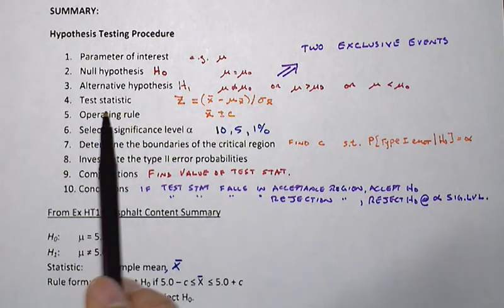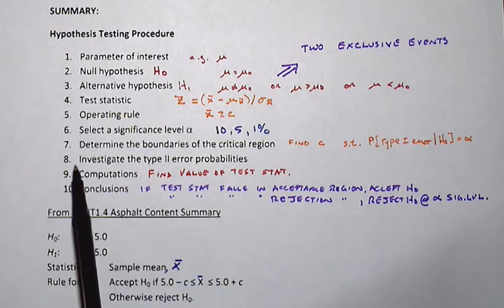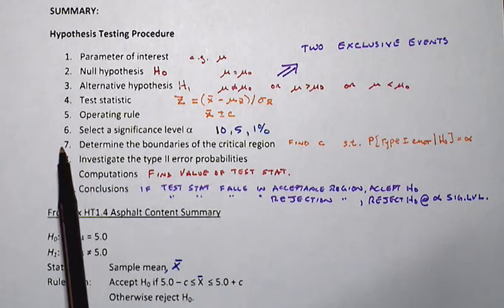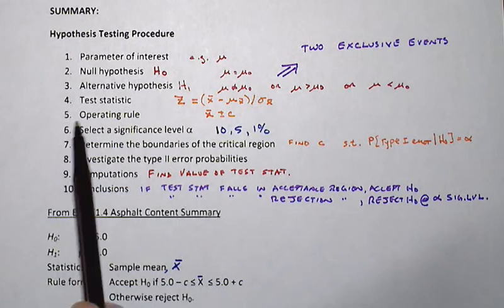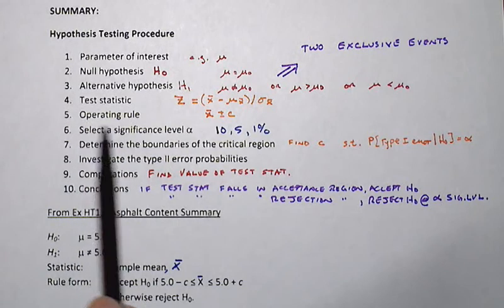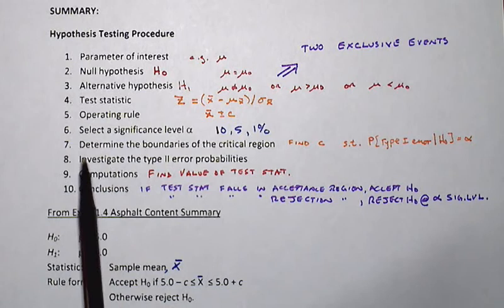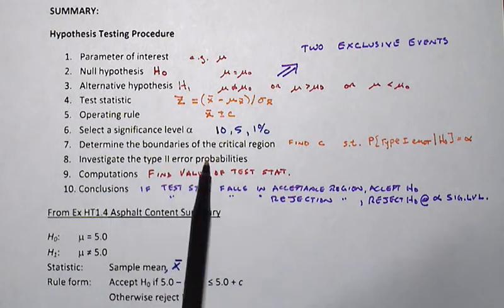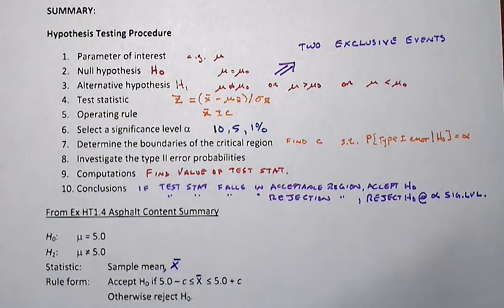And finally, conclusions. And note that the differences again are that I've broken out the operating rule, and I've also inserted in here the investigate the type 2 error probabilities. That's a little different than what you'll see in the Montgomery and Runger text.